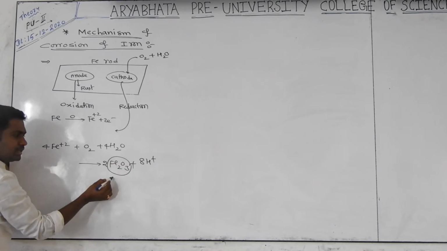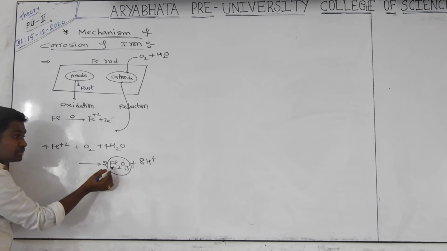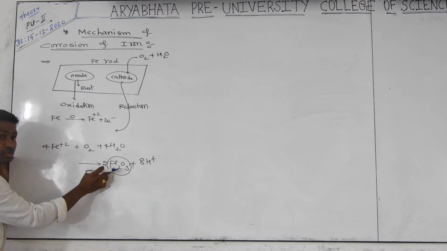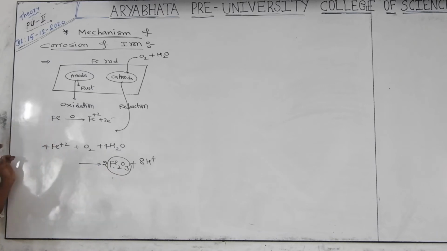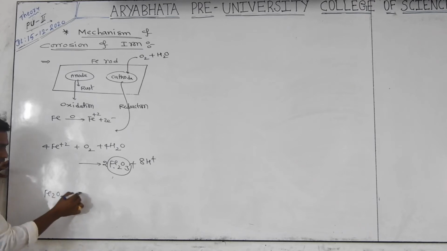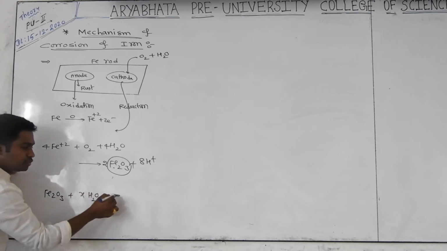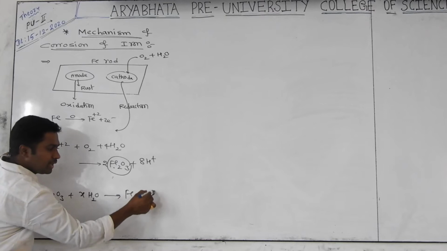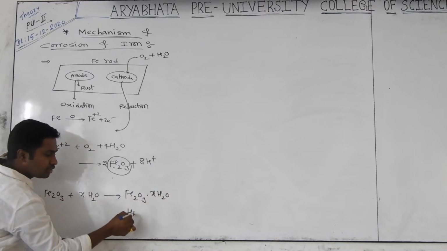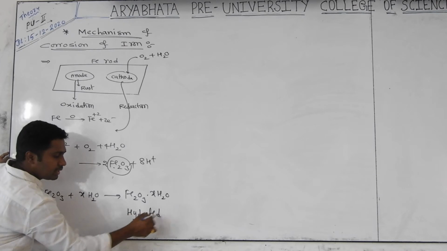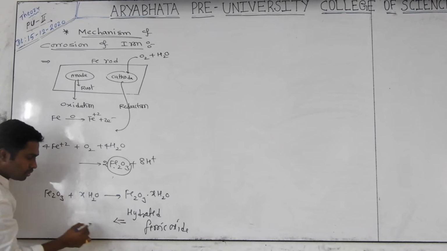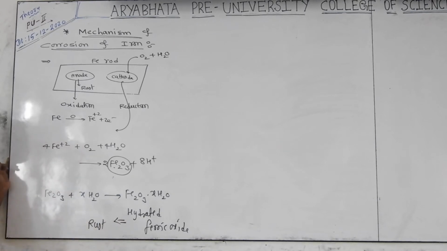This is indirectly nothing but ferric oxide. Still it is not satisfied, because it has some vacant d orbitals. That's why this iron still has the capacity to capture moisture from the atmosphere. Whatever ferric oxide is there will still absorb some x number of water molecules. Then we get ferric oxide along with moisture. That is what we call hydrated ferric oxide. This is what we call rust in the case of iron.